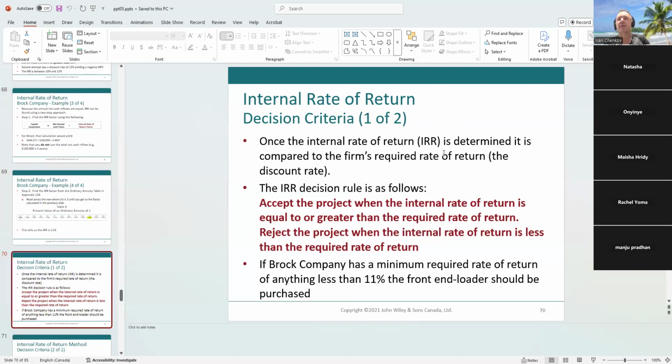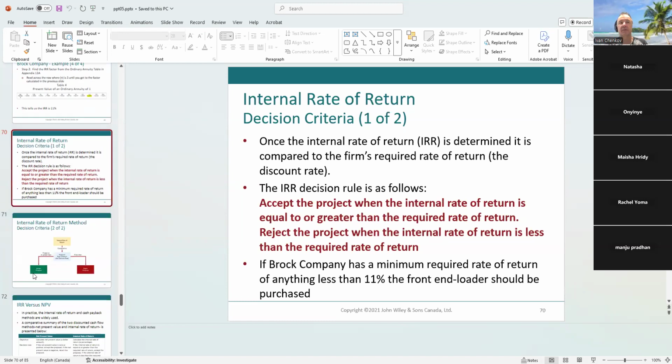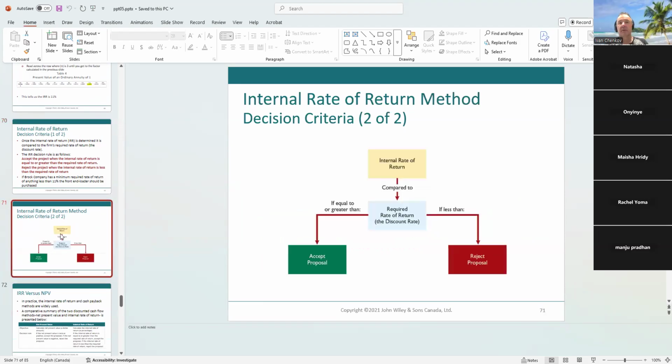So once the internal rate is determined, the question is: is the internal rate of return equal to what we want? Internal rate of return, again, is associated only with that particular project. Then we compare it. If that project gives me 11%, how much do I want? If I wanted 12%, that rate is not there. If I wanted 10%, yes, that project is acceptable, right?